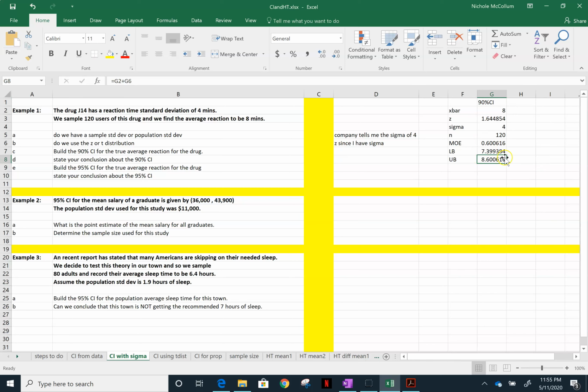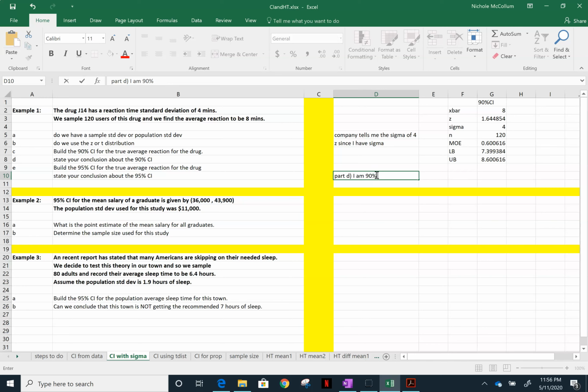Now, of course, after I'm done building, I always like to have my conclusion. So from this confidence interval, my conclusion for this confidence interval, so what would that be? That would be part D. My conclusion would be I take charge. I built this. I am 90% confident, because that's what you are.